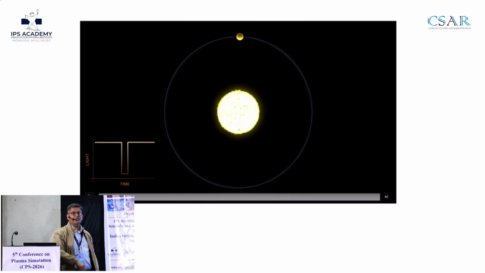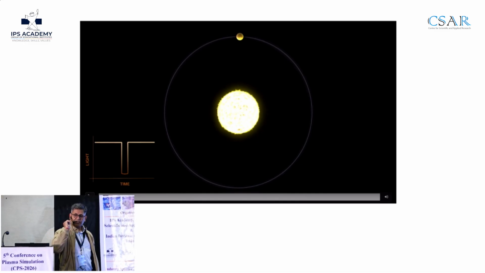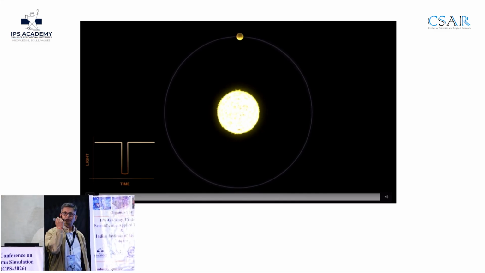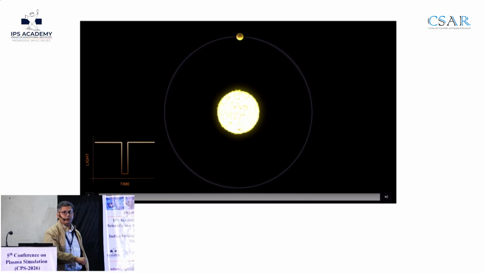The second explanation is based on the fact that the planet is orbiting with a supersonic velocity in the stellar wind and creating a sort of bow shock ahead of the planet. And that's why you see this early ingress phenomenon. So with this multi-fluid model, we are trying to analyze these two hypotheses.